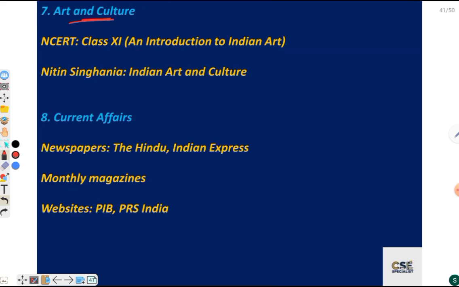Art and culture: here cover the NCERT Class 11th, An Introduction to Indian Art. It is a must-read book. Then for a standard source, refer to Nitin Singhania's Indian Art and Culture.